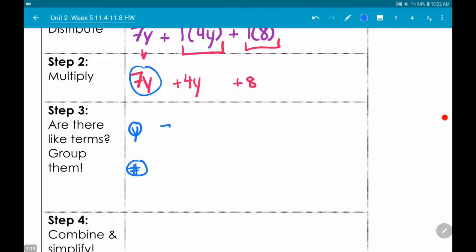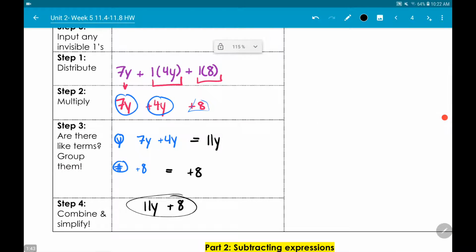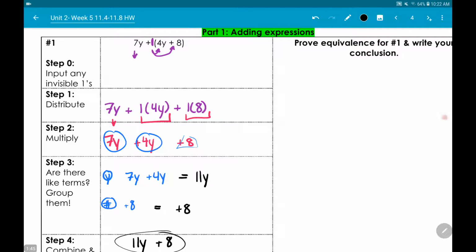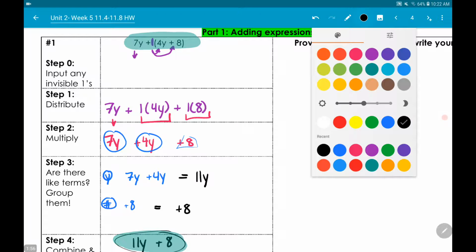My y group is going to be 7y and 4y. And my number group is just positive 8. I'm going to go ahead and combine them. So when I write my final answer, it's going to be 11y plus 8. Okay, so again, like I said in the last video, this expression should be the same as this expression because they are equal. We just rearranged them.